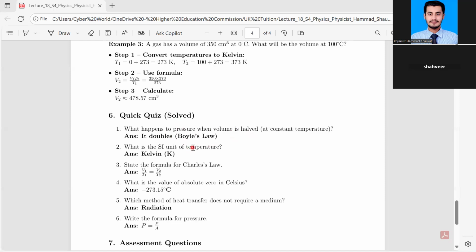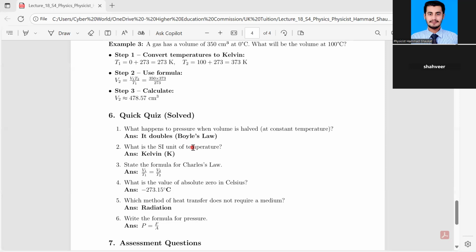Okay, can you tell me what is the SI unit of temperature? Kelvin. Yes, kelvins. Perfect. So can you state the formula for Charles' law? V1 divided by T1 equals V2 divided by T2. Yes. And can you also explain the formula for Boyle's law? P1V1 equals P2V2. Yes, perfect.